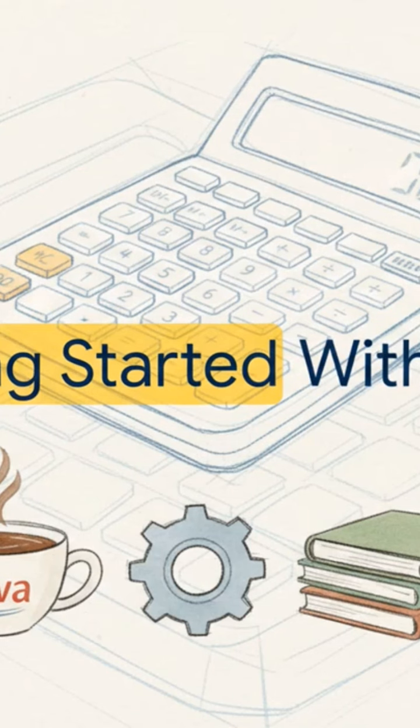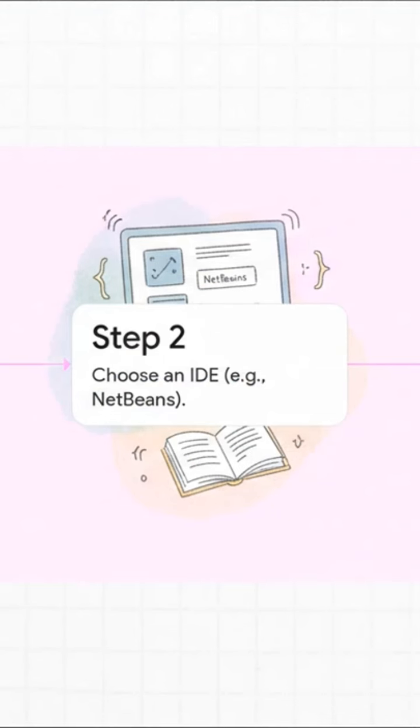All right, first things first. We need to set up our development environment. Think of it as our digital workshop. That means installing a JDK, the Java Development Kit, and picking an IDE like NetBeans to get started.